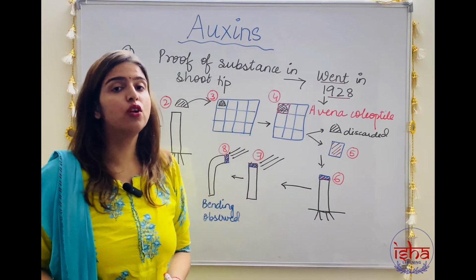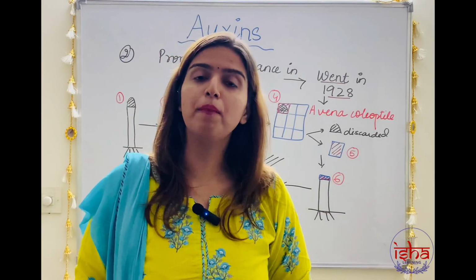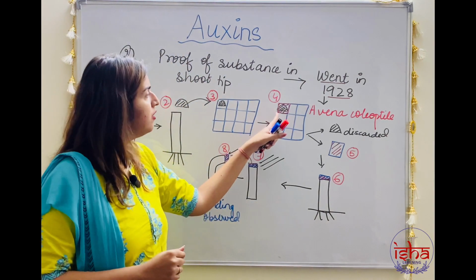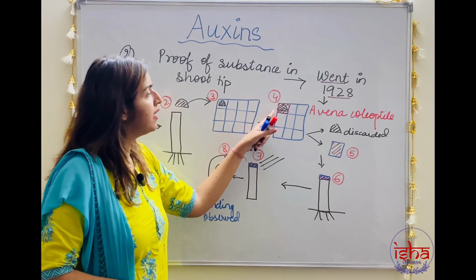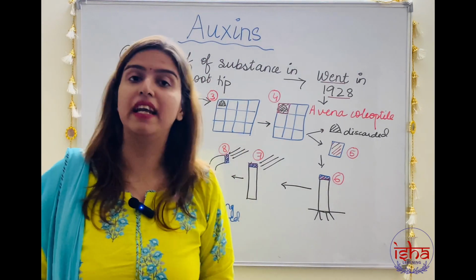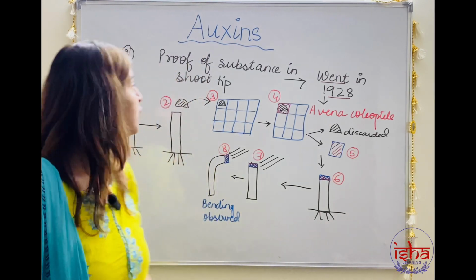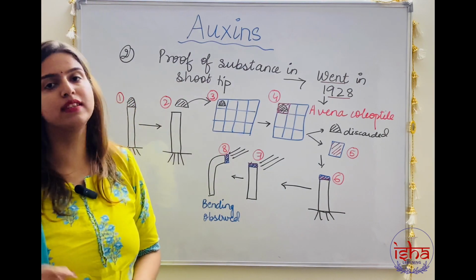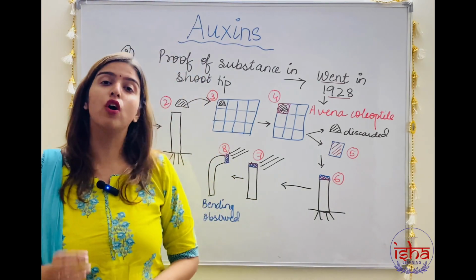So what did he conclude from it? He concluded कि शूट टिप में एक ऐसा केमिकल होता है जो कि अगार ब्लॉक में डिफ्यूज हो जाता है. This chemical on the shoot tip that diffuses into the agar block is responsible for the bending towards light, and therefore he gave proof that there was a substance in the shoot tip that caused the bending, and that substance we know is known as auxins.